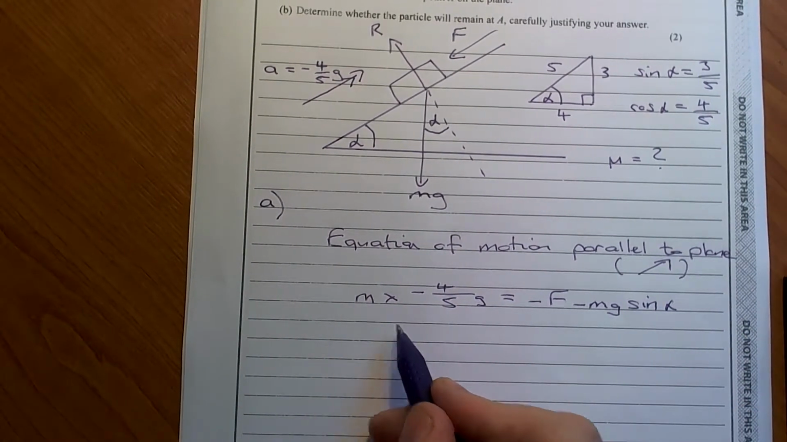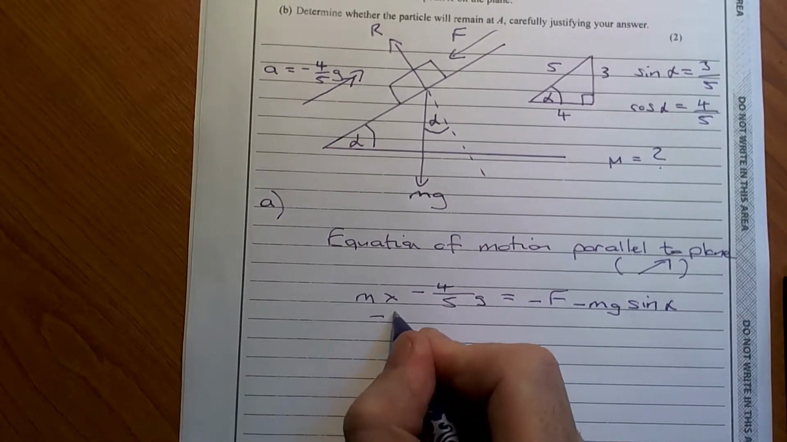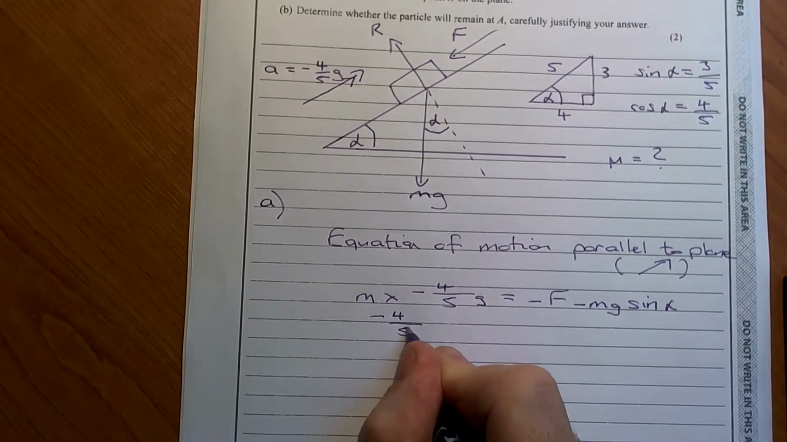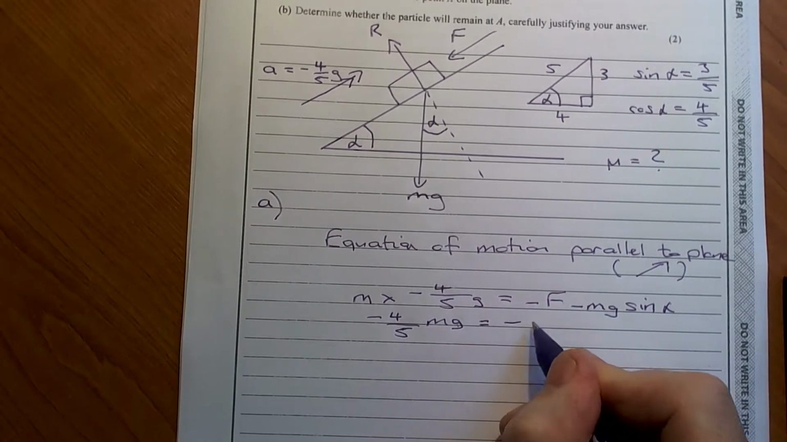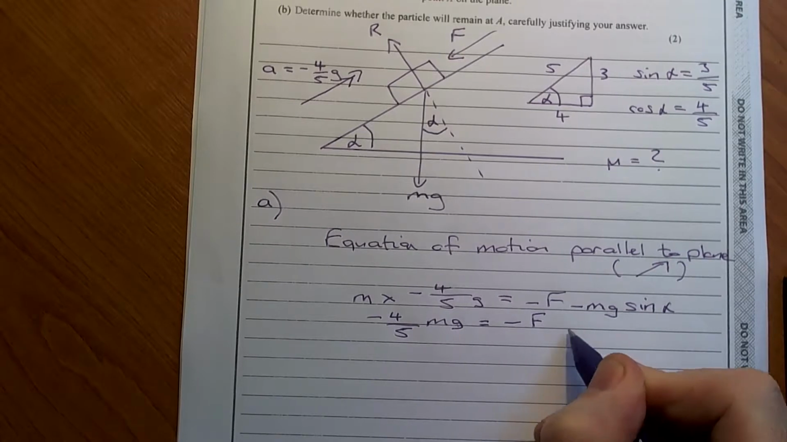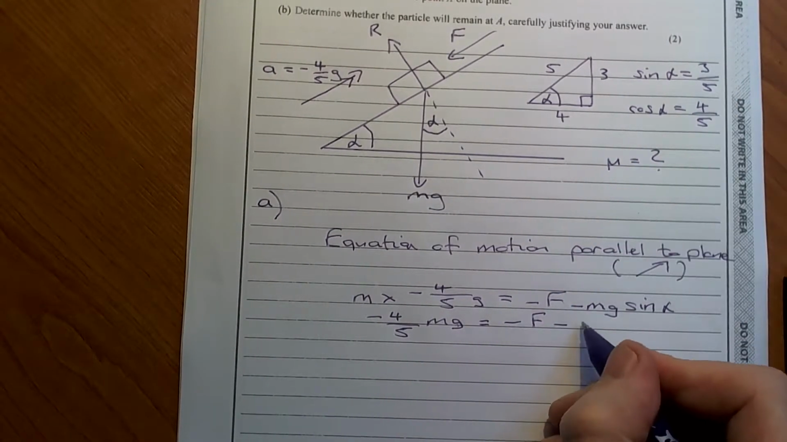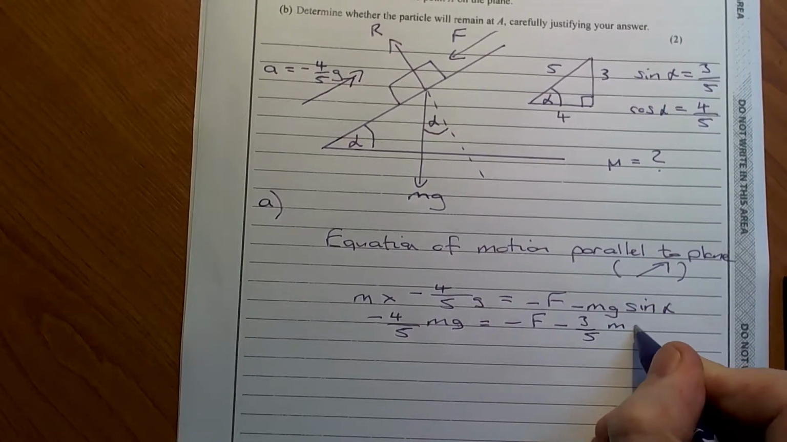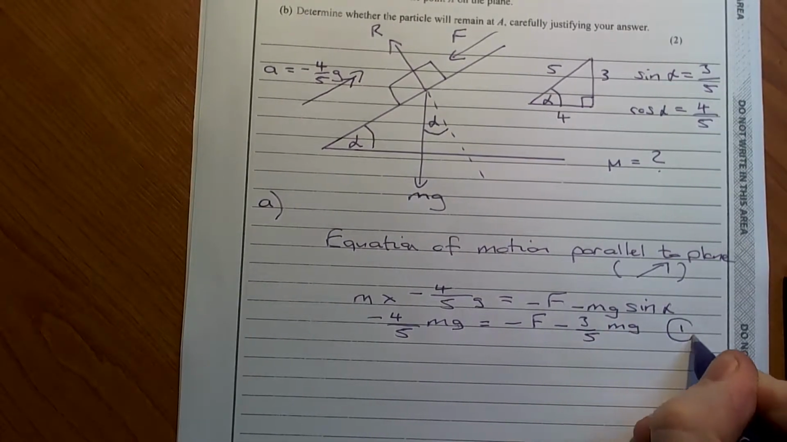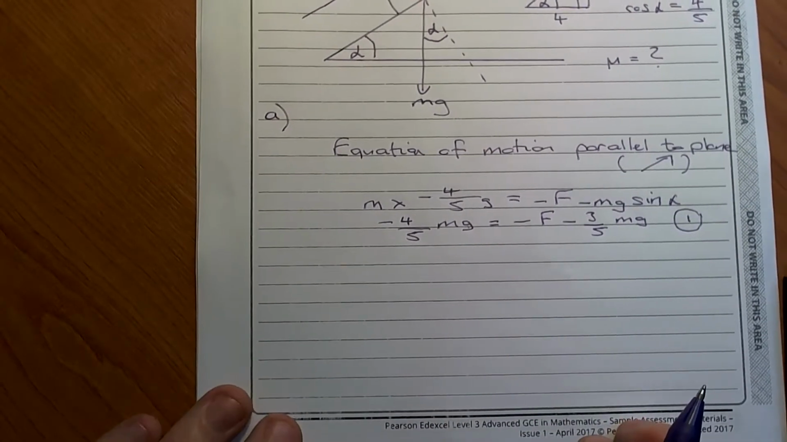Now, let's put some numbers in that we know for this here. We know this is minus 4/5 mg equals minus F minus, now sine alpha we got from up here is 3/5, so it's going to be minus 3/5 mg. And I'm going to refer to this as equation 1. I'm numbering that there. That's my first equation.